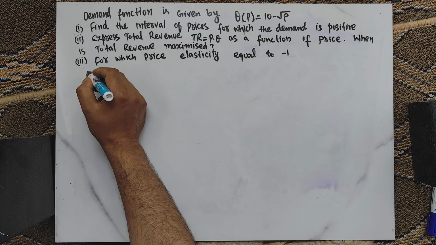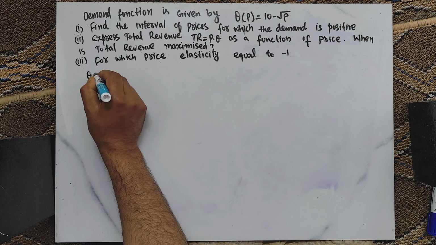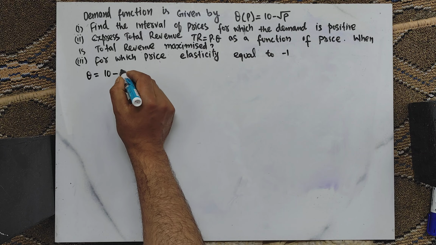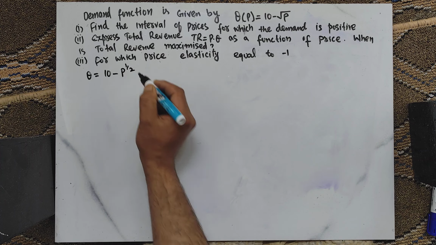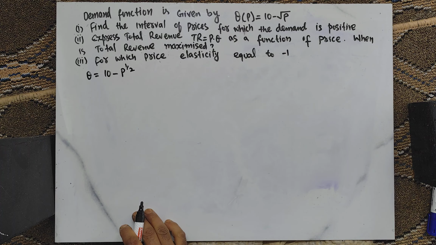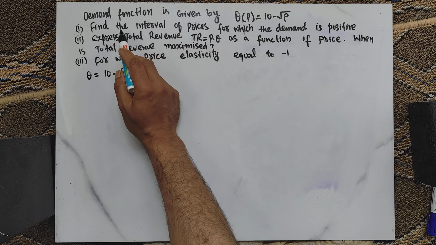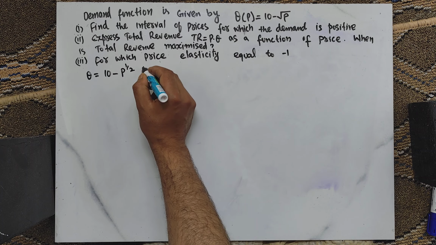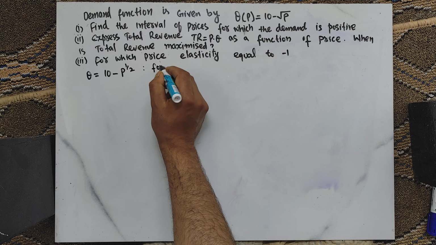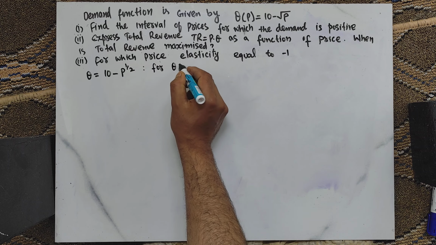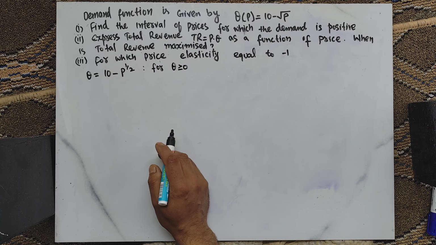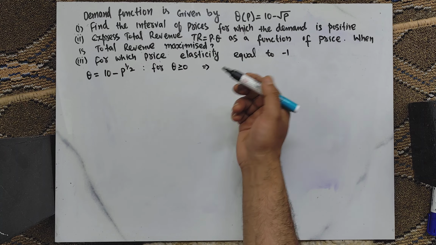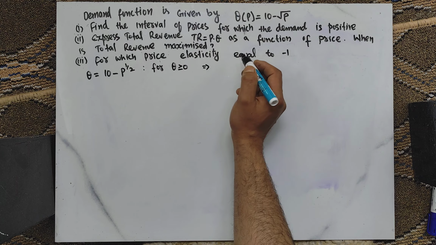So we have the demand function, that is Q as a function of price, which is 10 minus, in place of under root P we can write P raised to the power 1 upon 2. This is our demand function. First, we have to find the interval of prices for which demand is positive. So for quantity to be greater than or equal to 0, let us plug Q equal to 0 in this equation.